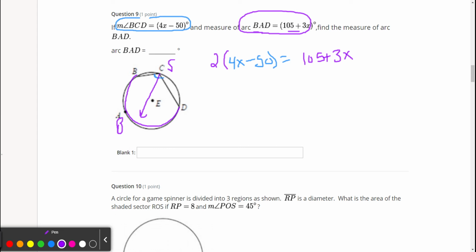I got 2. It asks for the whole angle. So once you find x, you got to substitute it back in. The x is like 21. And then the whole angle is 20. So once you do number 9, once you find x, you got to substitute it back in because I want that whole arc. It should be a pretty big number, 200 and something probably. There we go.